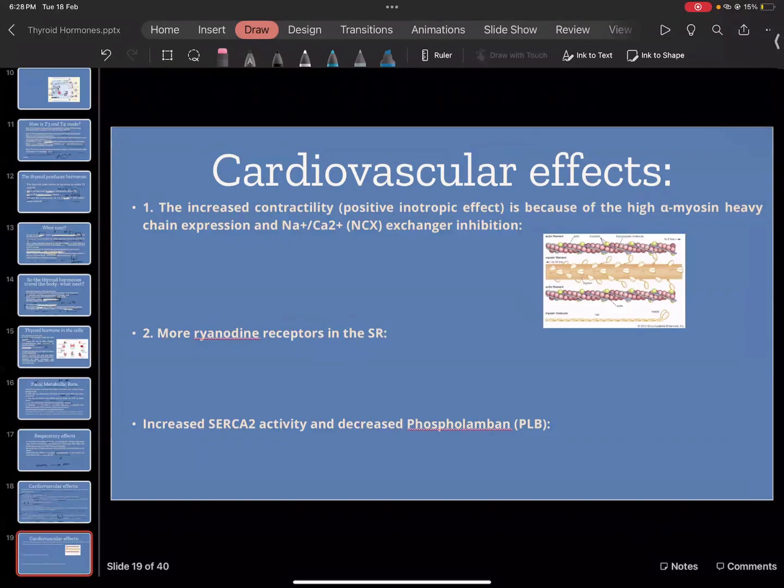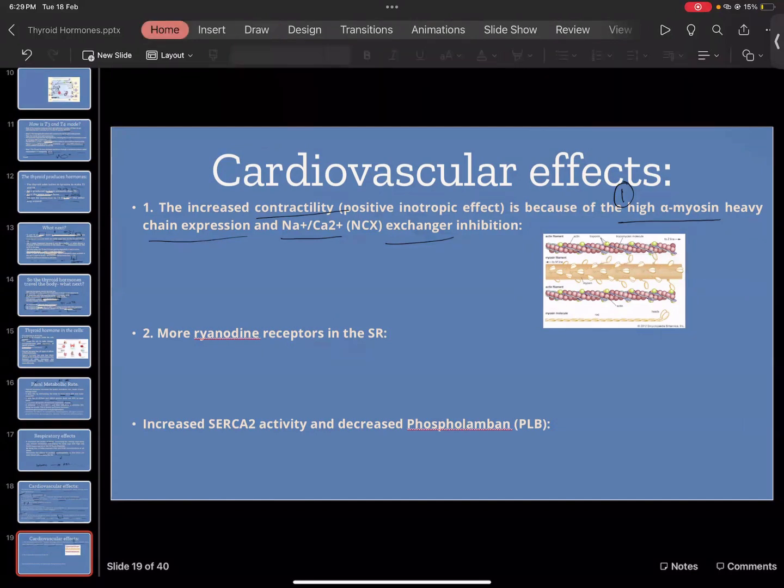Okay, so we're continuing the cardiovascular effects. The increased contractility is because of the high alpha myosin heavy chain expression and sodium calcium exchanger inhibition. So let's break this sentence into two parts. First off, the increased contractility is because of the high alpha myosin heavy chain expression. I hope you guys remember what myosin and actin do. So basically, myosin binds to actin, and it induces a power stroke, and then we have muscle contraction.